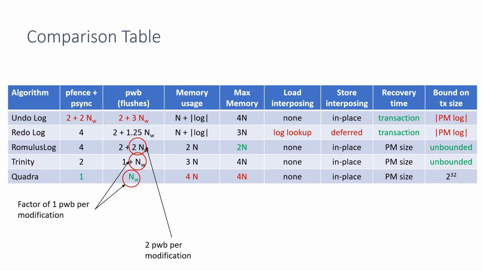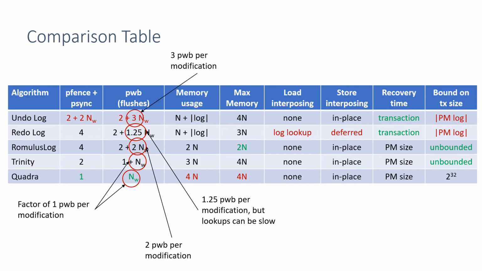And if we compare with a redo log like OneFile, it issues a little bit more than 1 on average, but you have to take into account that loads have to look up on the log, and that has a significant impact on performance. For undo log techniques like libpmemobj of PMDK, the average is 3 flushes per modification. Other factors come into play when you have to decide which persistent transactional memory to use.